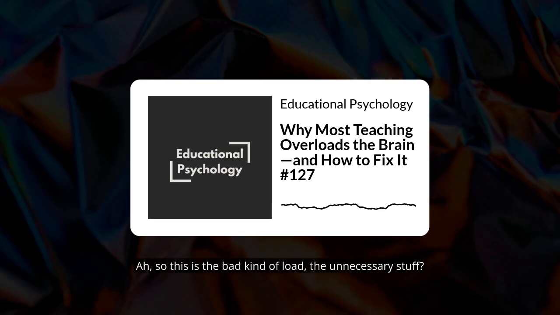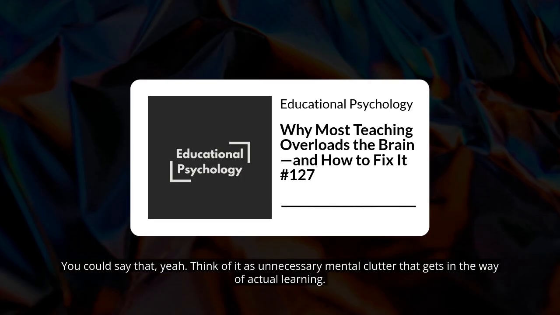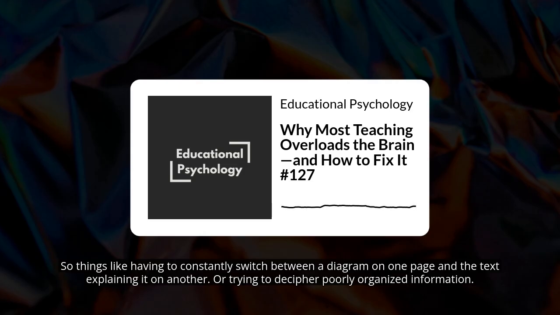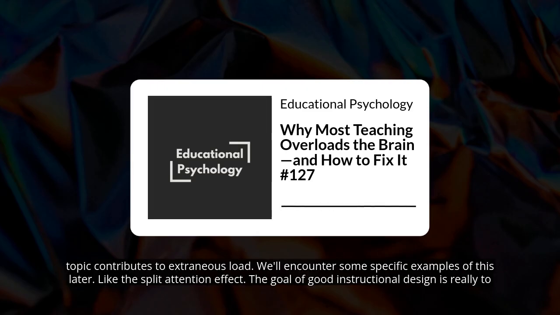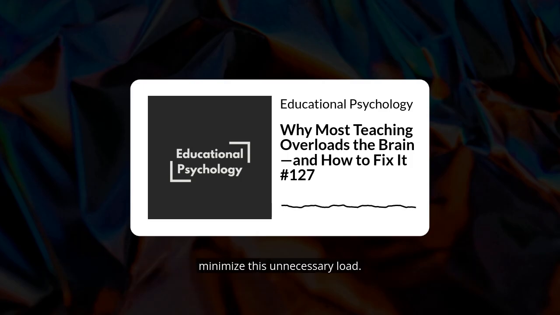Ah, so this is the bad kind of load, the unnecessary stuff. You could say that, yeah. Think of it as unnecessary mental clutter that gets in the way of actual learning. So things like having to constantly switch between a diagram on one page and the text explaining it on another, or trying to decipher poorly organized information. Precisely. Anything in the way the information is presented or the tasks learners are asked to do that doesn't directly support understanding the inherent complexity of the topic contributes to extraneous load. We'll encounter some specific examples of this later, like the split attention effect. The goal of good instructional design is really to minimize this unnecessary load.